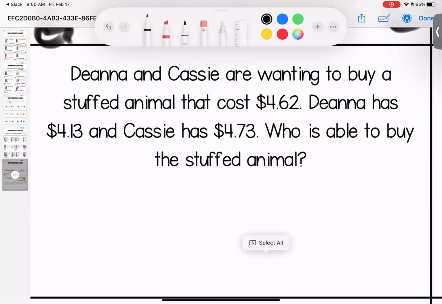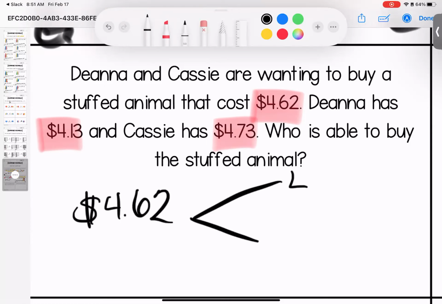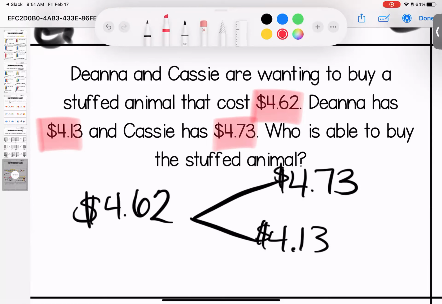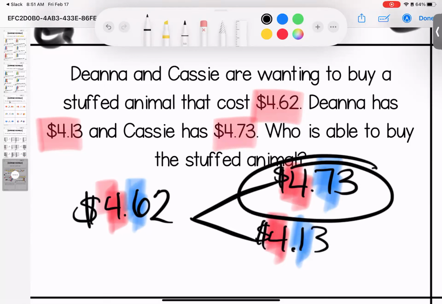Deanna and Casey are wanting to buy a stuffed animal that costs $4.62. Deanna has $4.13 and Cassie has $4.73. Who is able to buy the stuffed animal? So they need $4.62, but they have $4.73 and $4.13. In order to buy it, they have to have more. So we're comparing it to $4.62. So we have a 4, a 4, and a 4. They're the same. We have a 6, a 7, and a 1. The 7 is going to be greater, which means that this person, Cassie, has enough to buy the stuffed animal.